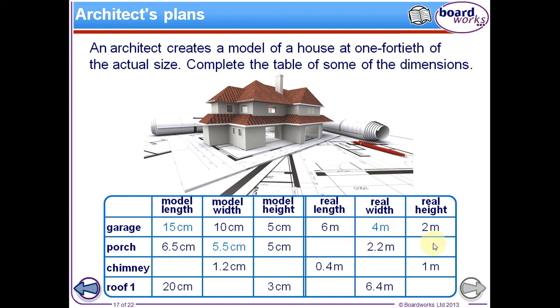And if you want to find the real length, for example, you just multiply by 40. For example, this is 6.5 for the model length, so the real length will be 6.5 times 40, and that is 260. But this is in meters, not centimeters, so you divide by 100. The answer here will be 2.6.